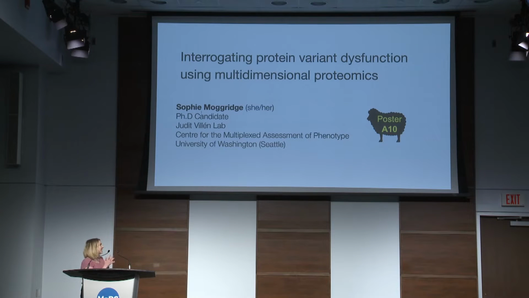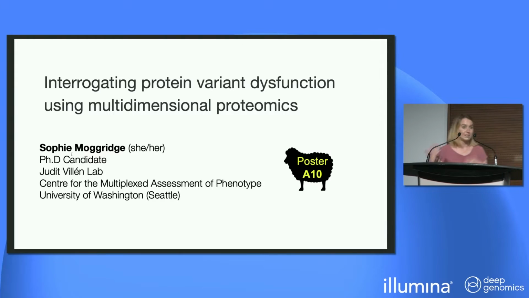Thank you. So I am in Judith Vien's lab at the University of Washington, and we're kind of the black sheep here, in that we're interested in looking at protein variants, but instead of using sequencing, we're really interested in using mass spectrometry. And so you can check out my poster at A10.